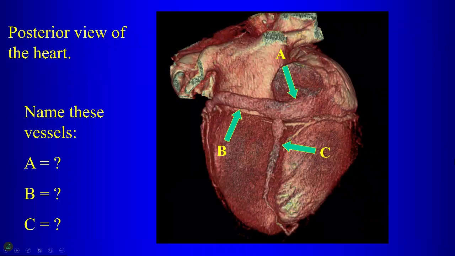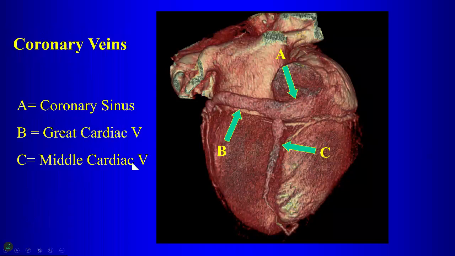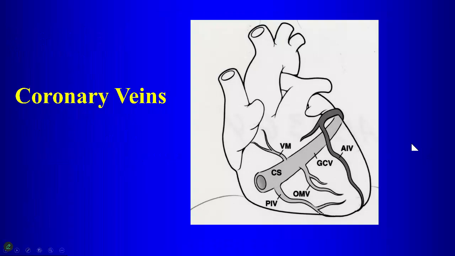All right, so here we're looking at a posterior view. What's different this time? What do we have labeled? Venous system. Yeah, so now we have the venous system labeled. So A is the coronary sinus, B, great cardiac vein, C, posterior interventricular vein or middle cardiac vein. Okay? So these are the coronary veins.